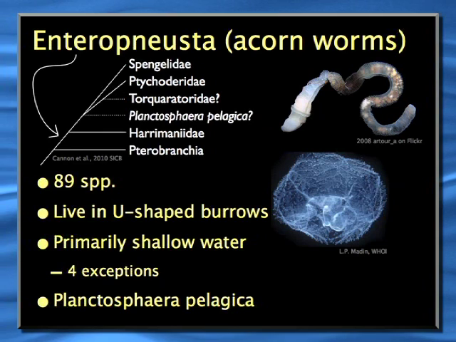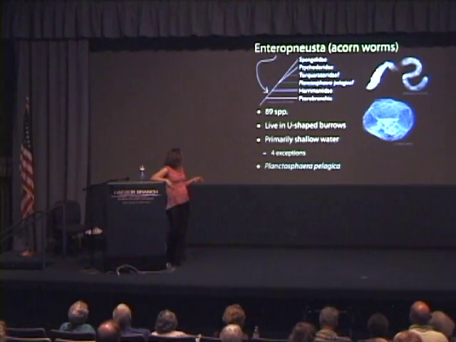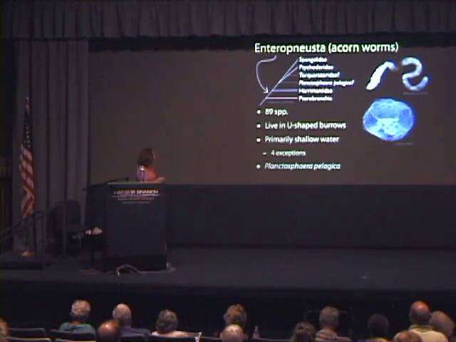Within the acorn worms, before we started working, there was about 89 species described. They are pretty much all benthic. They pretty much all live in burrows that they dig, primarily in shallow water. There's 4 exceptions before we started working of acorn worms that were found in the deep sea. One was found at vents when they first discovered vents. Nick had described this one other deep sea species, and then there's another one that Nick had described fairly recently, and one that was described from Challenger material a long, long time ago.